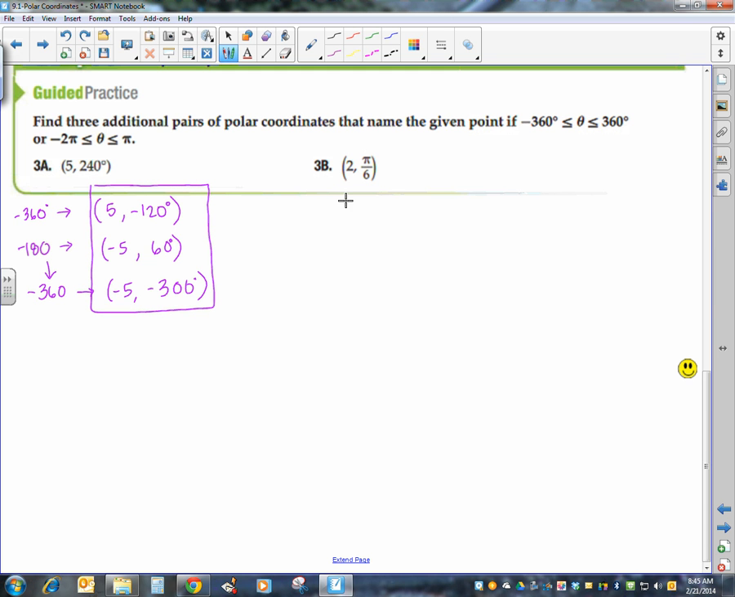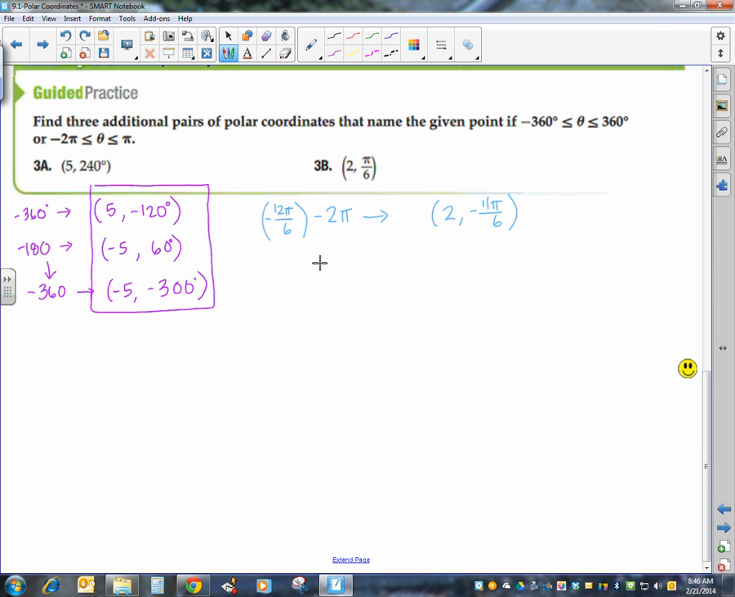Okay, a similar fashion in radians. Instead of doing 360, I'm going to do 2 pi. So I'm going to subtract 2 pi from it to get my first one. And this is where y'all got to remember your fractions. 2 pi is the same thing as 12 pi over 6, so we're subtracting that. I start off with pi over 6 minus 12 pi over 6, which is negative 11 pi over 6.